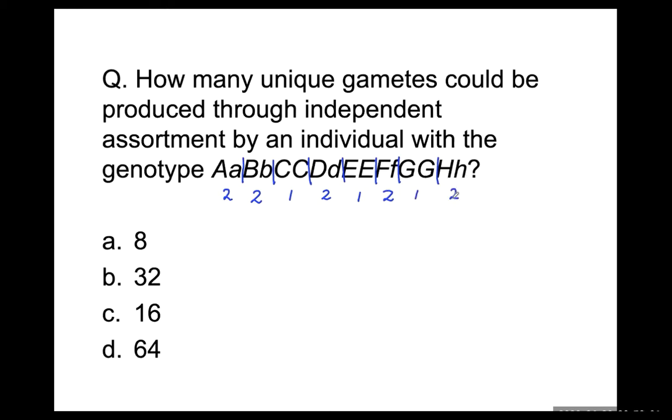Then, what could be the combination of different unique gametes that can be produced? You will use the rule of multiplication. So multiply all of these. And then you will have, this is 4, this is 4, and this is 8. Therefore, the answer is 32. 4 multiplied by 8, 32.